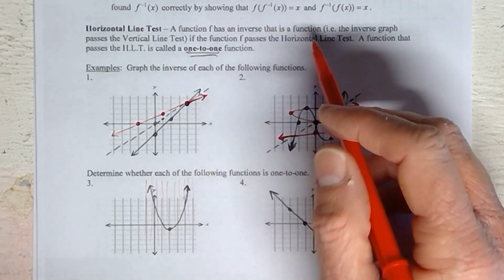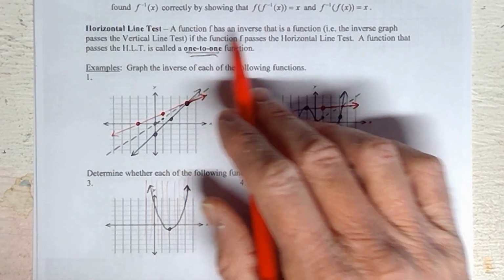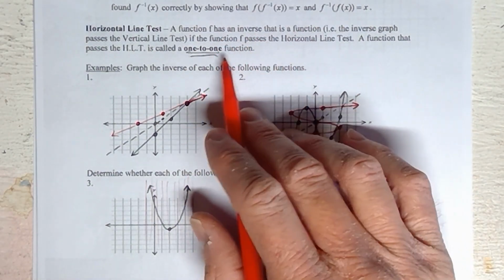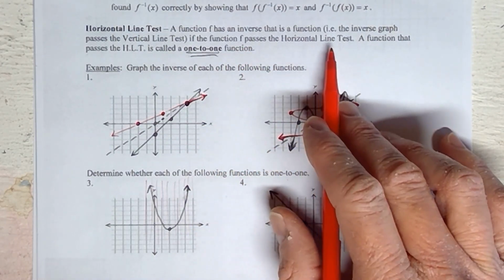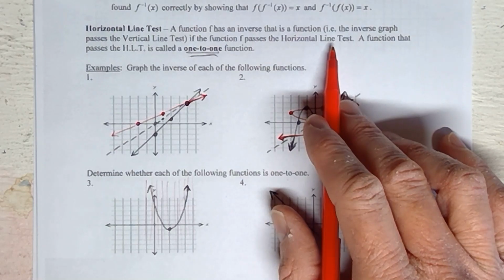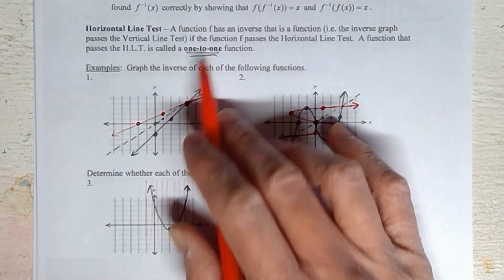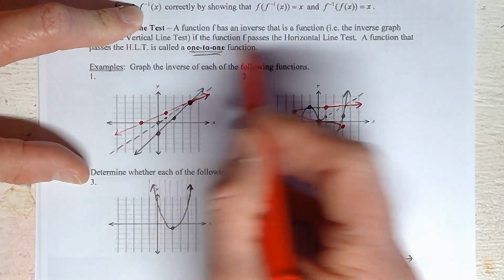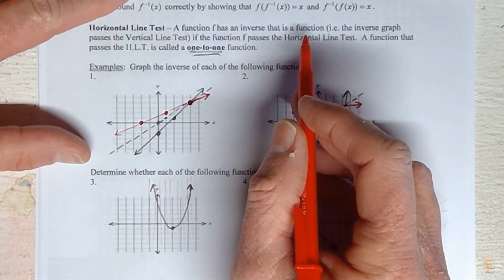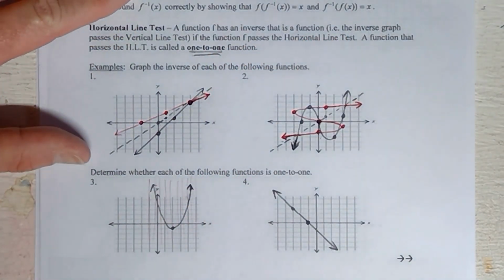And you can see here, it talks about that. It says that if the inverse is a function, that means that the function passes the horizontal line test. I'll get into that in a minute. All right, and that means that it's a one-to-one function. So one-to-one is synonymous with the fact that the inverse is a function.